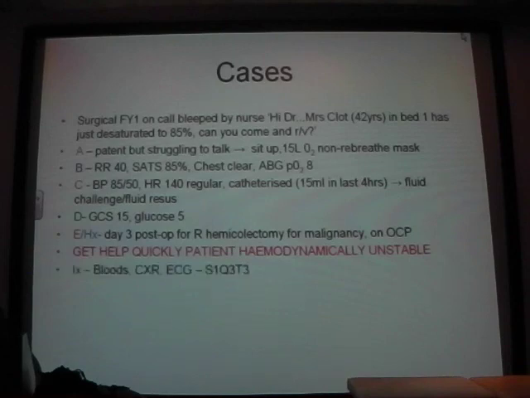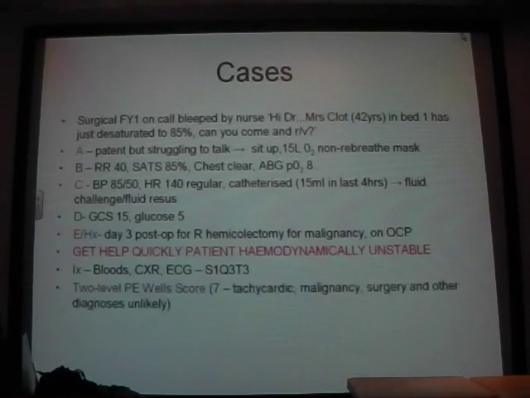Yeah, prophylaxis. So you do an ECG, and she's got S1Q3T3. So she's probably going to have a poor prognosis. But you do a Wells score anyway, because you think may as well. And it's 7.